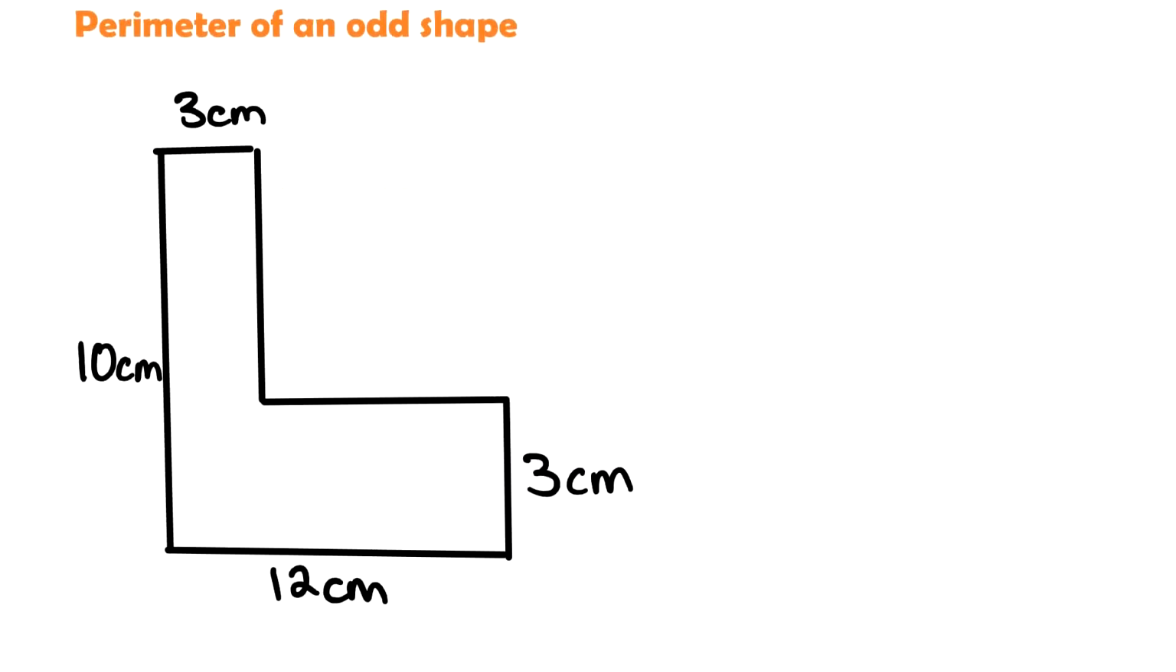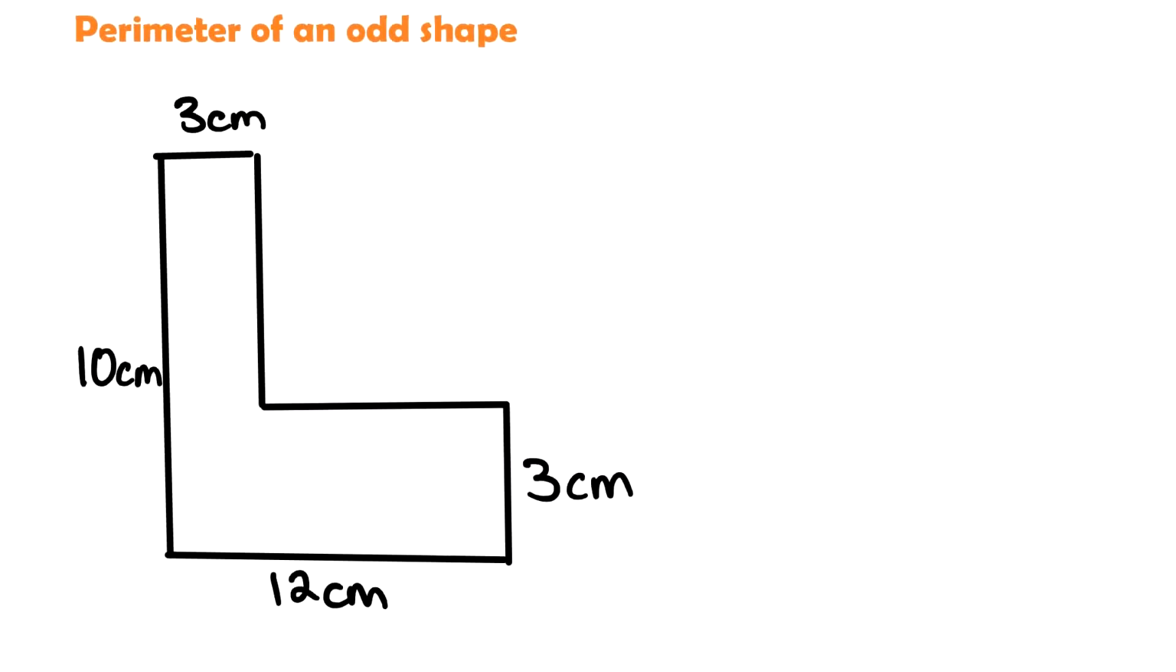All right, last one, the perimeter of what we call an odd shape. This is an odd shape because it doesn't make up a singular rectangle or a square. So what we need to do is find our unknown sides. I'm going to start by finding this side here. How I can do that is I can find my big side and minus my small side. So over here this is going to be 10 take away 3, which is 7 centimeters.